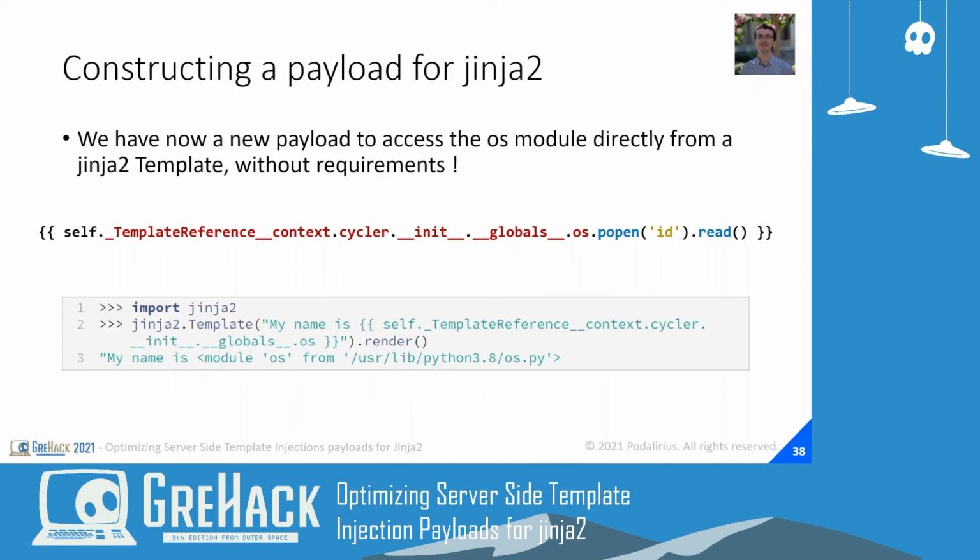As we can see here, I wrote a few lines of Python to try this locally in a jinja2 template. If we inject our payload with self-template reference context, cycler, joiner, namespace, one of these three, and access to init globals OS, you have access directly to the OS module from the jinja2 template each time, and the .render function is empty.